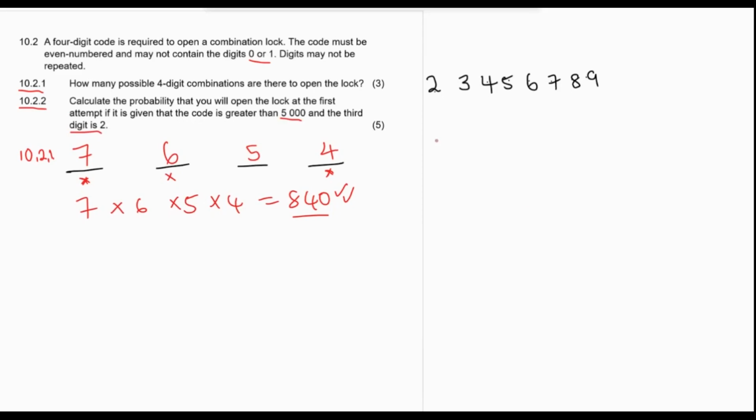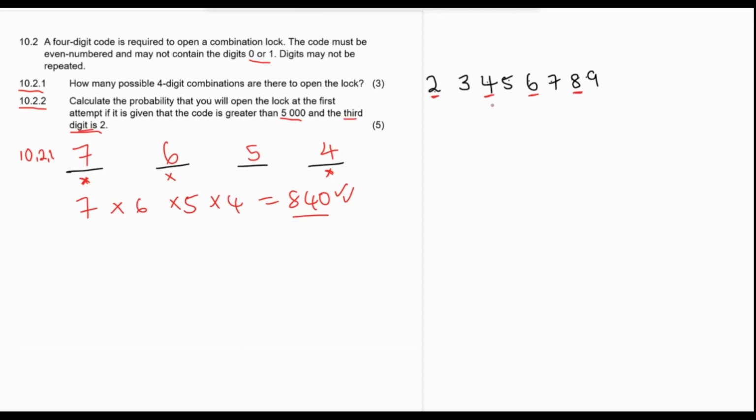Since the code has to be an even number, it can end with a 4, it can end with a 6, it can end with an 8. But remember, 2 is also even, but we're told that 2 is fixed as a third digit there. So it's a restriction there.